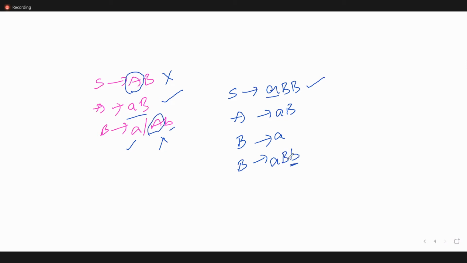But here B is violating the property. B is violating the property means it is already GNF, so we have to change only this. This we can write as B tends to A, B, capital X. X tends to small b. Any doubt? Now, if you observe, starting with terminal, after you may have any number of variables, this is also in GNF. I think I'm clear with this, right?